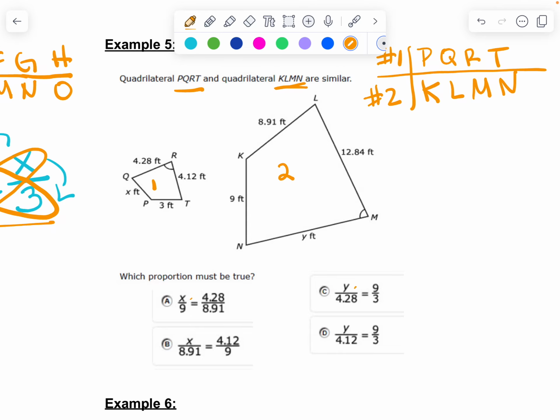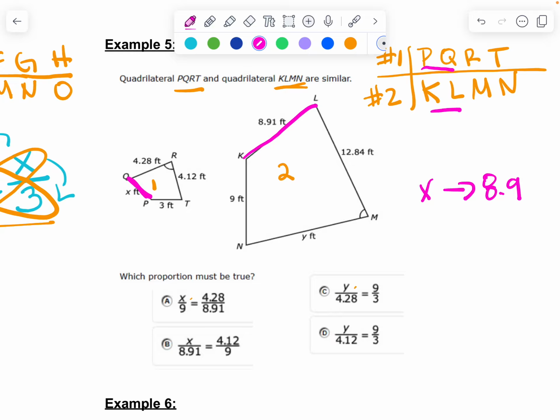So the first thing I'm going to do is figure out who the X is first. So here's my X in figure 1. So I'm going to put X corresponds with, so it's Q and P, or PQ right here, goes with KL. So QP corresponds with KL. So it corresponds with 8.91.